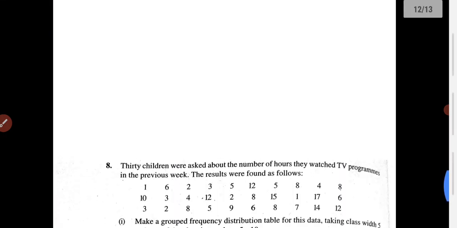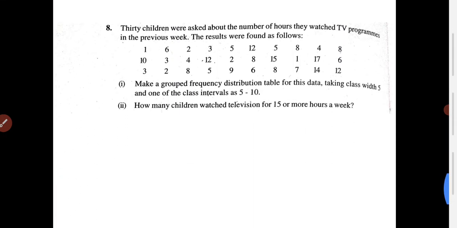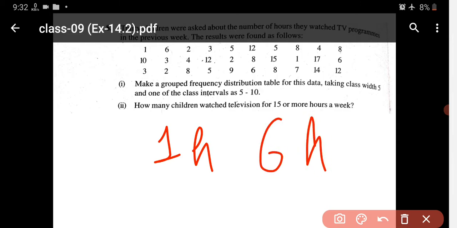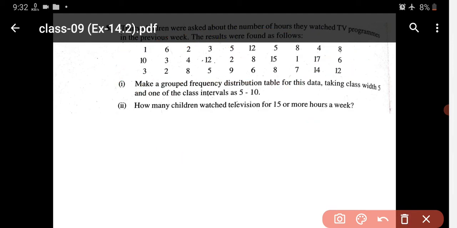Okay, now come to question number 8. 30 children were asked about the number of hours they watched TV programs in the previous week. Okay, we take a group of 30 students, and we ask how many hours they watched TV in the last week. Then the first student says I watched only 1 hour, the second says 6 hours, then 2 hours, then 3 hours, then 5 hours, 12, 5, 8, 4, 8. Like that, 30 students gave their opinion on how much time they watched TV in the last week.